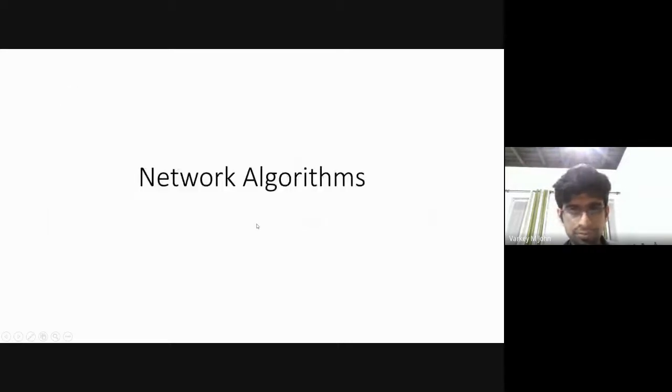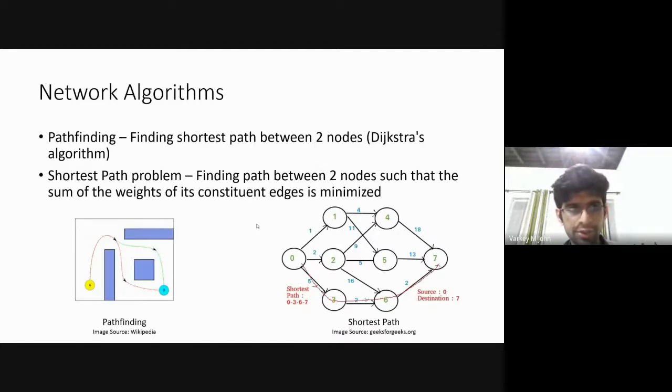Then we have some network algorithms. One is for pathfinding, which is about finding the shortest path between two nodes. There's an algorithm called Dijkstra's algorithm that is used for finding the shortest path between two nodes. The shortest path problem is used to find the path between two nodes which has the minimized sum of weights. So the shortest path is the path with the least sum of weights.